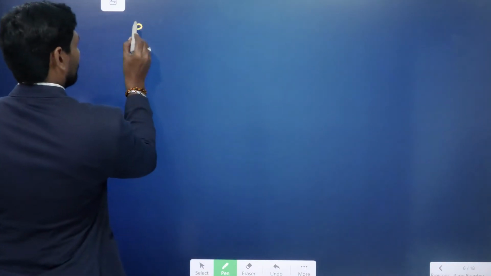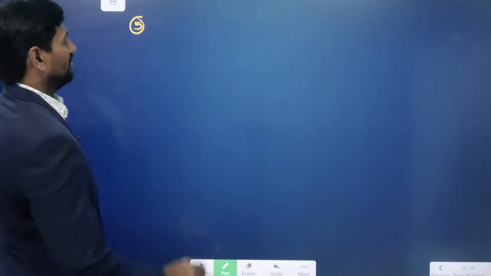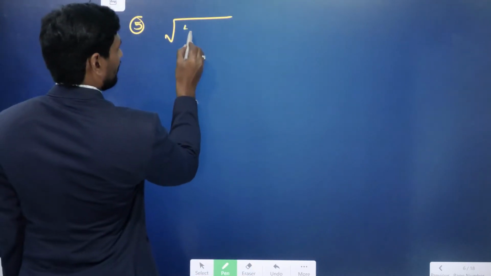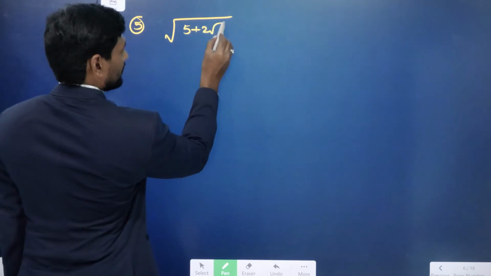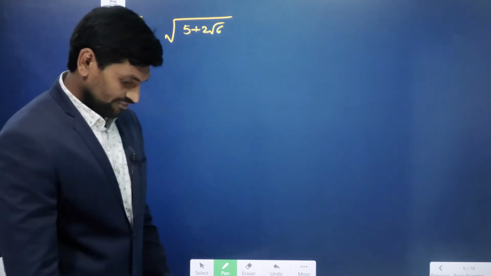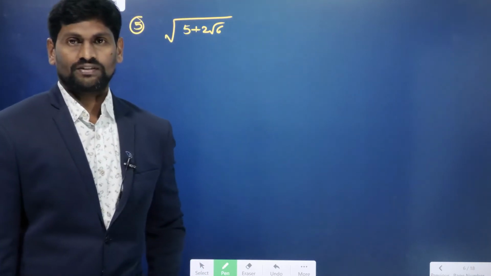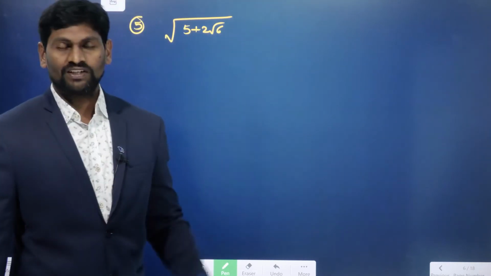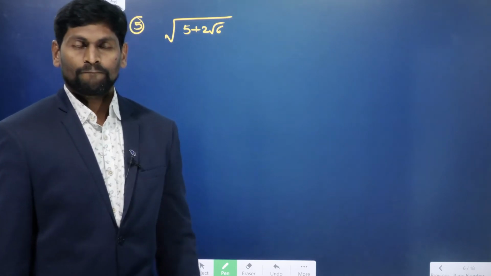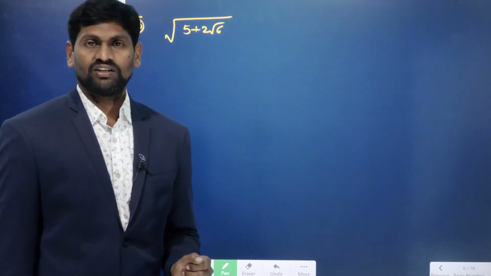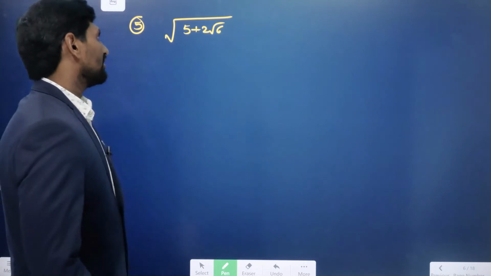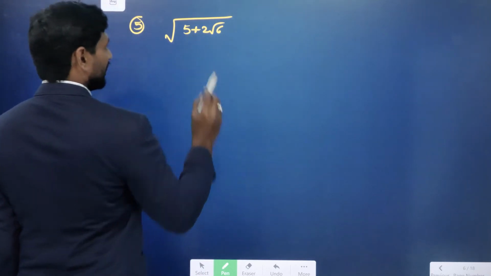Question number 5. See this question: the square root of 5 plus 2 root 6. How to find the square root of 5 plus 2 root 6? It is in the form of root x plus root y, right? X value, y value we need to find. But you already learned the formula, right?